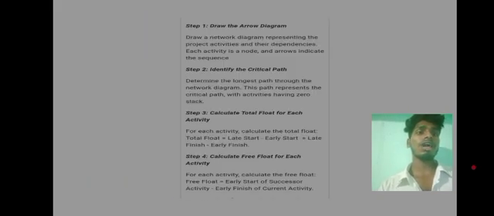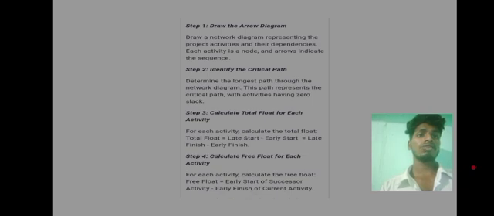Step 1. Draw the arrow diagram. Draw a network diagram representing the project activities and their dependencies. Each activity is a node and arrows indicate the sequence. Step 2. Identify the critical path. Determine the longest path through the network diagram. This path represents the critical path, with activities having zero float.